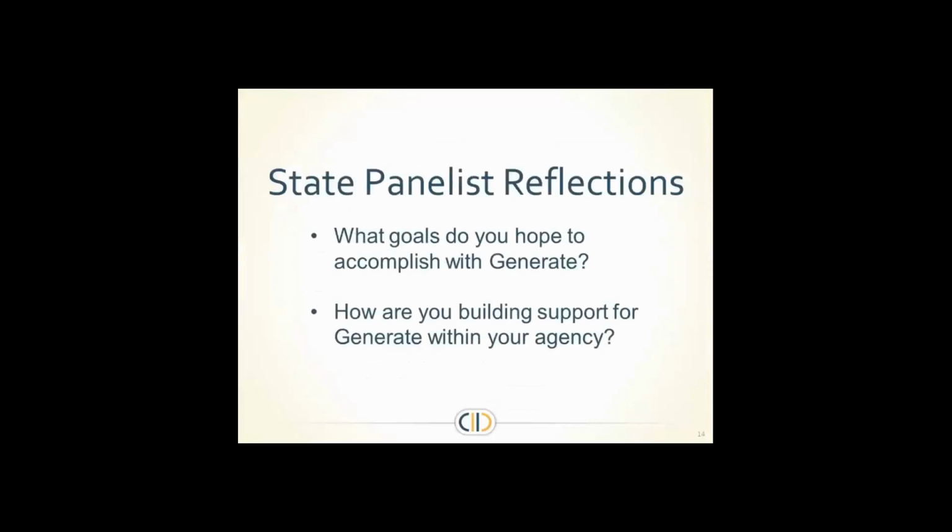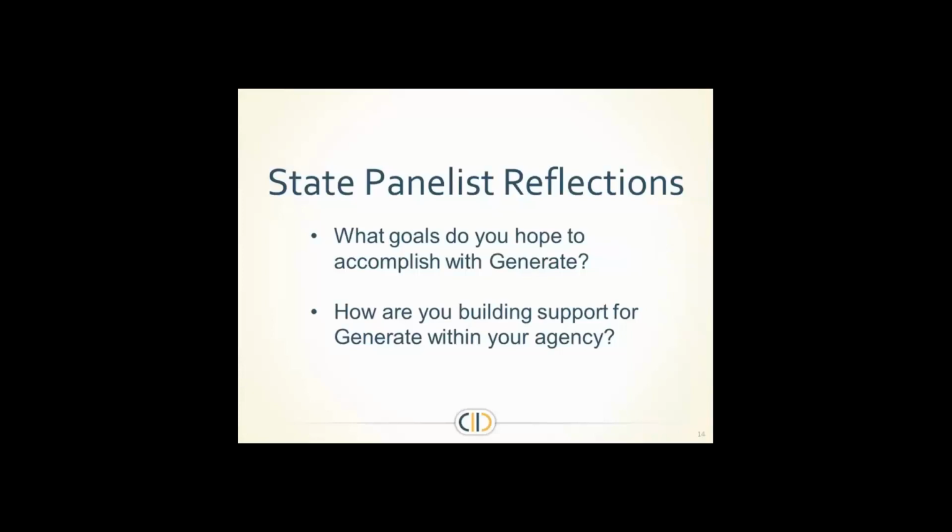So at this point, I want to pause for a moment, and I want to bring in our state panelists so that they can share a little bit about what their experience has been like. So I'm going to start with you, Sandy, and was wondering if you can share a little bit about why Washington decided to implement Generate, and what were some of the goals that you all identified, what you hope to accomplish with Generate, and then secondly, how are you building support for Generate within your agency?